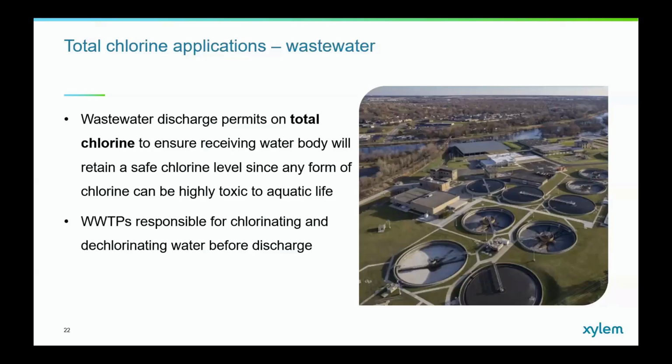There are secondary goals as well, like the reduction of nuisance organisms, algae, slime, and odor-causing compounds. These goals must be balanced with the discharge of residual chlorine that can harm aquatic life. Therefore, wastewater plants often use dechlorination after disinfection to remove excess chlorine. In both cases, disinfection and dechlorination, total chlorine is measured to provide a complete assessment of the amount of chlorine in the water.